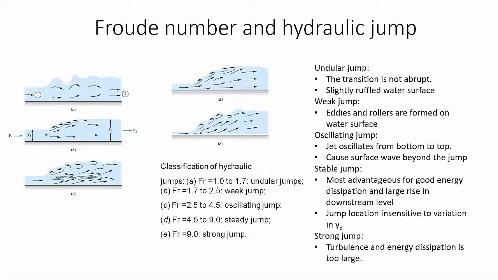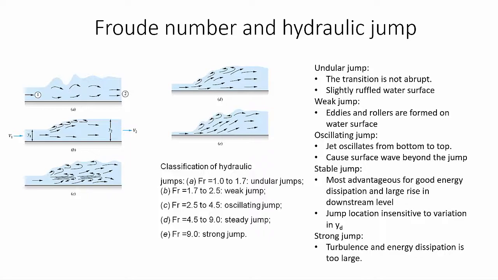There are different types of hydraulic jump. You can use the Froude number before the jump to classify them. If your Froude number is from 1 to 1.7, which is not far from the critical state, you will see an undular jump. In this case, you may not be able to see an abrupt transition, but only a slightly ruffled water surface.